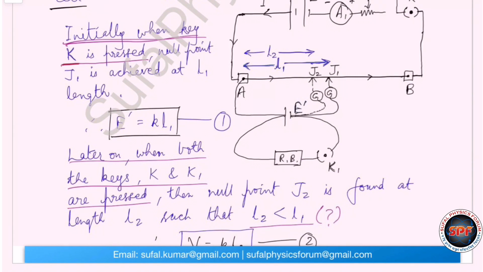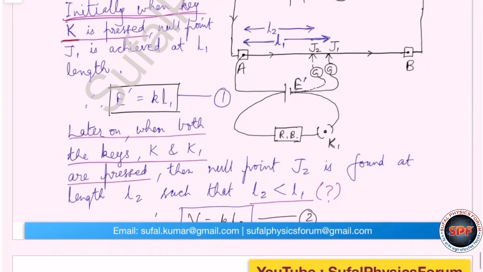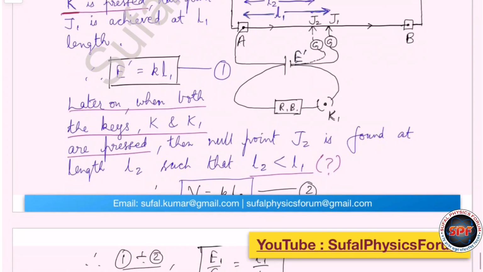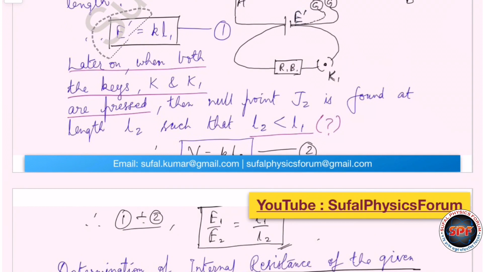But the notable point is, initially this key is only pressed, this one is unpressed, so this is not considerable initially. So in that case, L1 is the balancing length obtained at null point J1. So that's why E dash is KL1 for this E dash. And this resistance box is signifying the internal resistance of the cell.